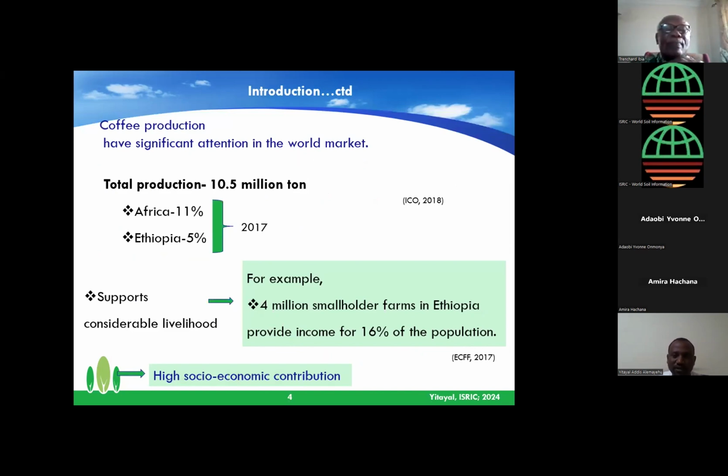If we see the coffee production part, Ethiopia is the origin of coffee. It has high significant attention in the world market. We can consider 10.5 million tons produced worldwide, of which Africa takes a share of only 11%, and Ethiopia 5%. And coffee is known to support considerable livelihoods. For example, a study shows about 4 million smallholder farms in Ethiopia provide income for 16% of the population, implying a high socio-economic contribution. But what about the waste?